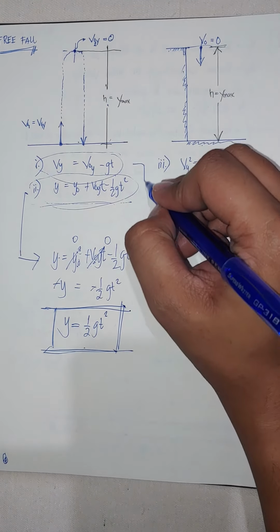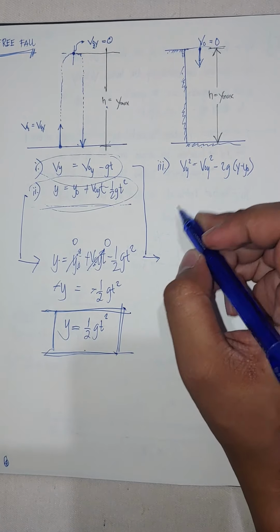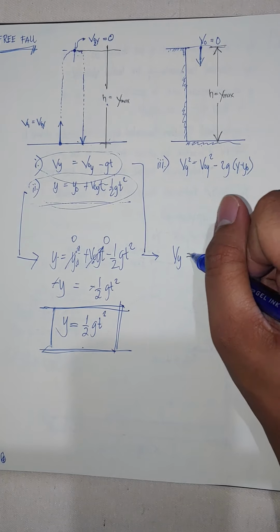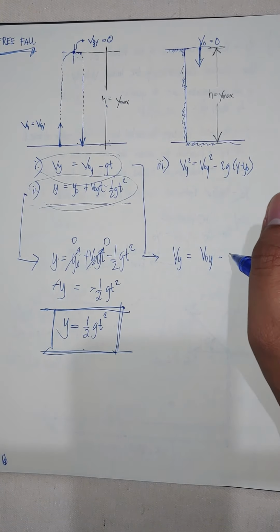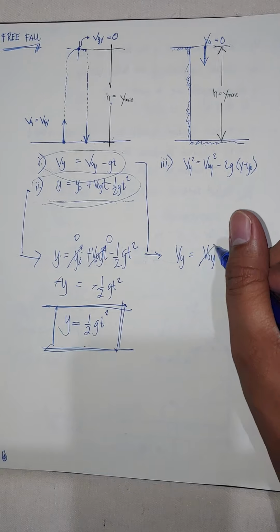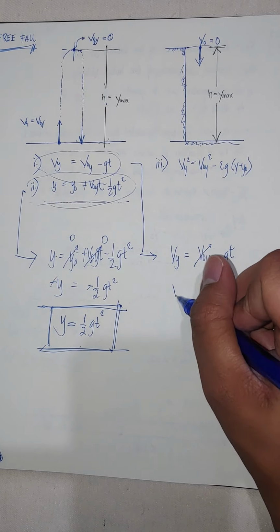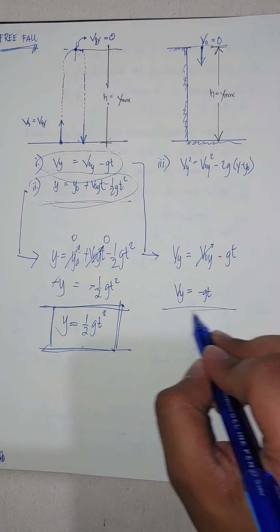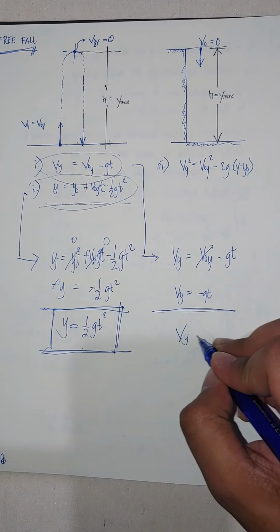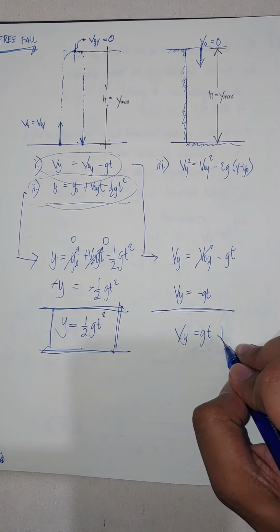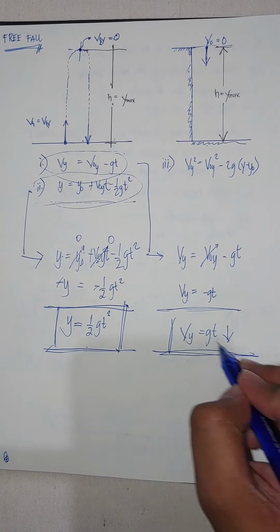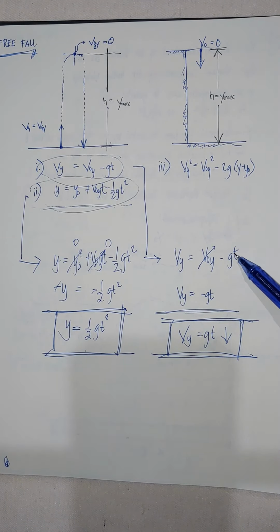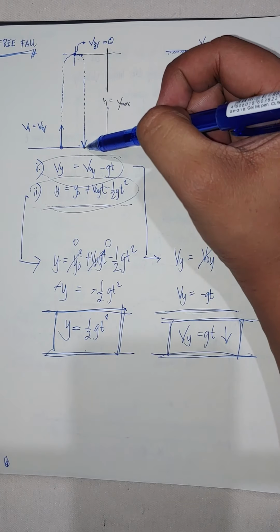If we were asked for the final velocity just before it hits the ground, from this point to here, same equation: Vy is equal to Voy minus gt. Voy is 0 already. Then our final velocity is just equal to negative g times time, or Vy equals gt in magnitude. It means that the velocity moves downwards. The time we talked about here is from this point to this point.